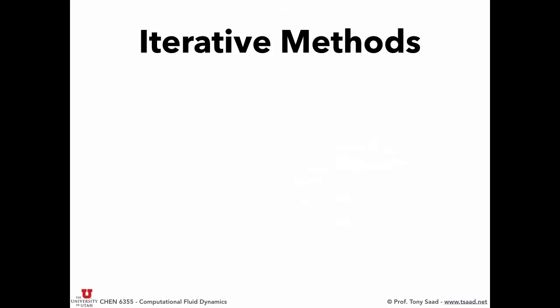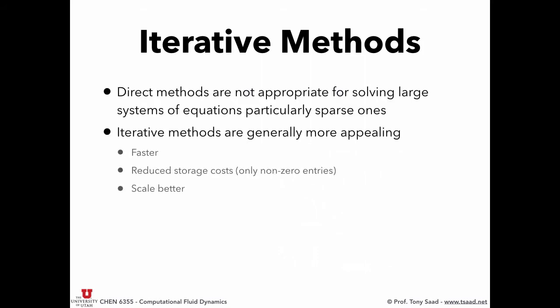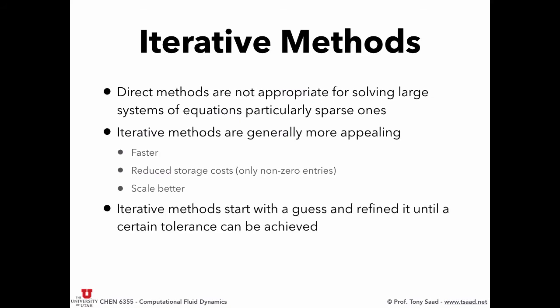Let's now move on to iterative methods. And because I was trained as a mechanical engineer, I love to start with examples, things that we can wrap our heads around, and then synthesize everything and come up with a general theory. So we said that direct methods are not appropriate for large systems of equations. Iterative methods are more appealing because they're faster, they don't cost us a lot in terms of storage, and they scale much better when we go to high-performance applications. The idea behind iterative solvers is that we start with a guess and use a recipe to refine it. We use the SOR method. We're going to learn now how we came about to get the SOR method.